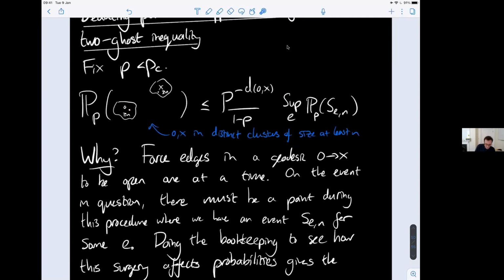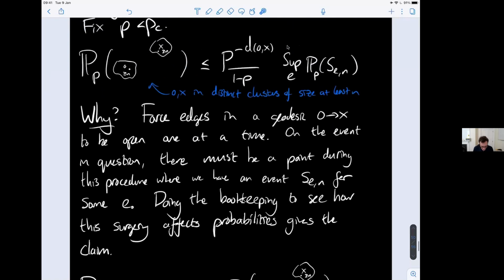So why is this true? I'll just tell you the sketch, which is that if you start with this event that the origin and x are in two distinct large clusters, consider the geodesic between the origin and x in the ambient graph, and think about forcing the edges of this geodesic to be open one at a time in order from the origin to x. Of course, once you force all these edges in the geodesic to be open, you must have merged these two clusters, trivially. So there must be some last time when you're just about to merge them. At this step of the process, you have the next edge you're going to add, which is going to merge these two clusters. So it must have the property that this event S holds, but on this modified configuration where you've been forcing a bunch of edges to be open. So by doing this surgery, we're forcing this event S_e to happen at some choice of e.